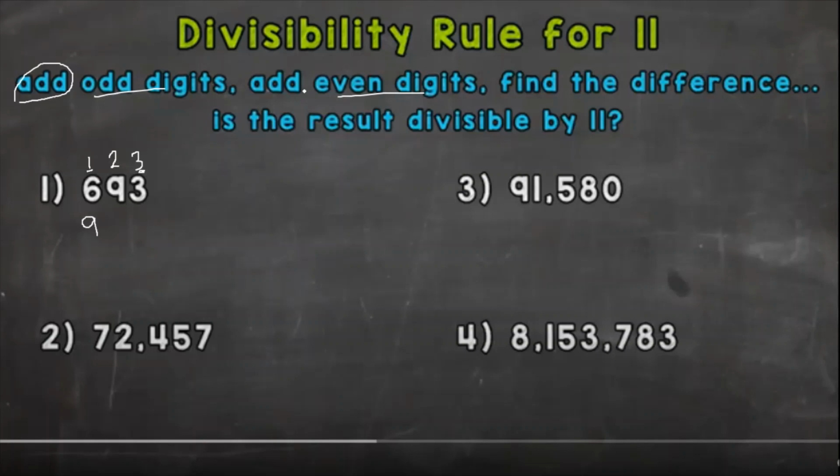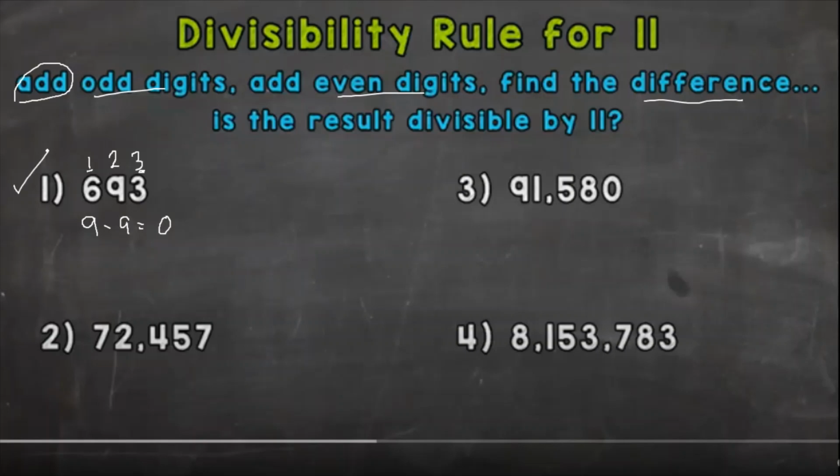And add also the even digit. We have only 1 even digit here, which is also 9. And we're going to find its difference. So 9 minus 9, the answer is 0. Okay, so 0, as we all know, can be divided by any number. So it means to say that 693 is divisible by 11.